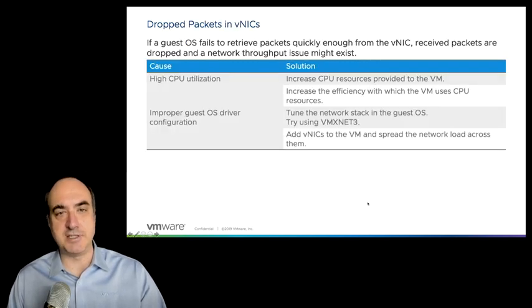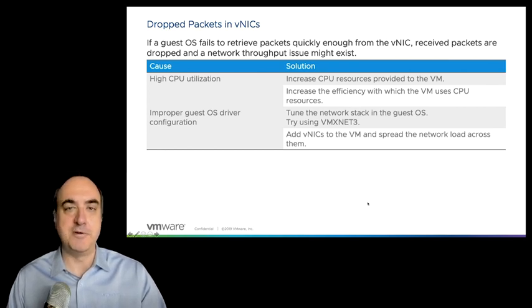The thing is, we have to consider where the packet is being dropped. Is it being dropped in the VM, or at the ESX server level, at the VM kernel level? It also depends on whether it's a received dropped packet or a transmitted dropped packet. It says here, if a guest OS fails to retrieve packets quickly enough from the virtual NIC, receive packets are dropped and a network throughput issue might exist. Think about it. When it comes to dropped packets, you have to think of the entire stream.